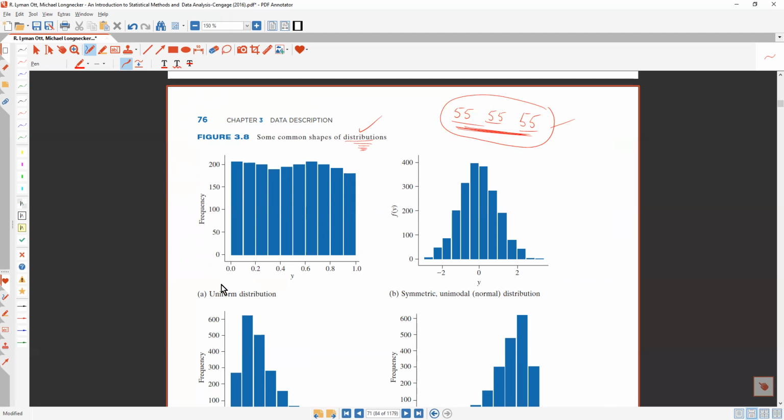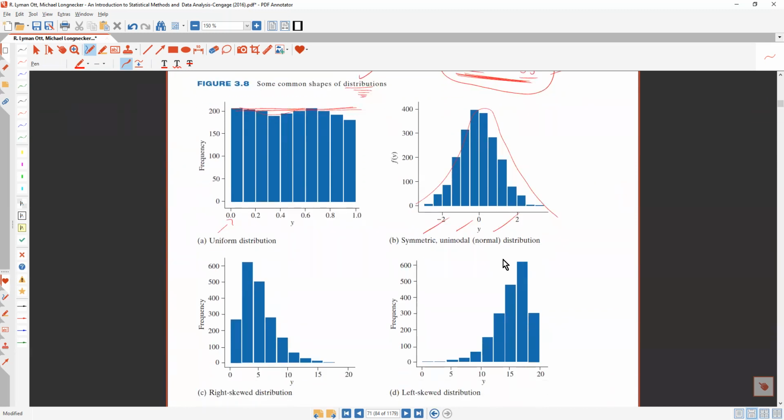So in this particular case, we have a uniform distribution. Generally, it's uniform. It's not perfect because it goes up and down a little bit, but there's no special shape to the uniform distribution. It's kind of rectangular that way, right? It looks like almost everybody's getting about the same score. This one here is symmetric, unimodal, and as we'll see, a normal distribution. So it follows this kind of bell curve shape over here.